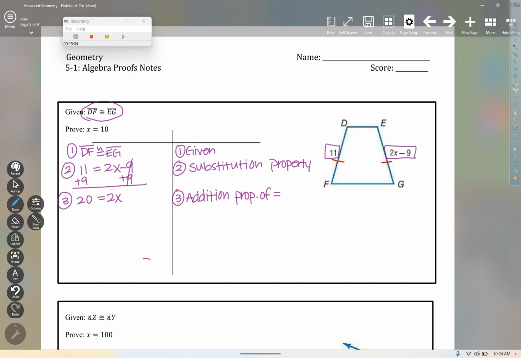And then I'm still solving for x, so I need to divide by 2. And so my step 4 is going to be 10 is equal to x. All right, and I divided, and so the division is called multiplication property of equality.